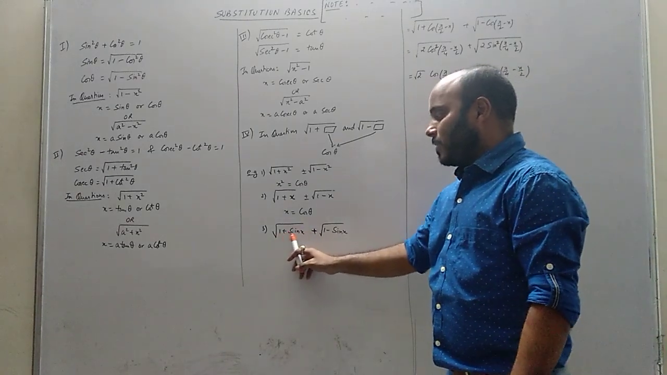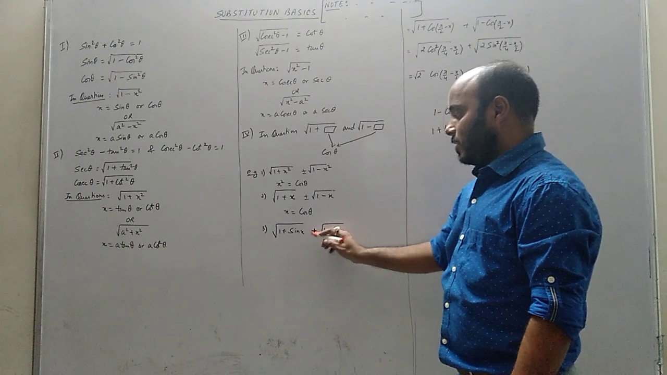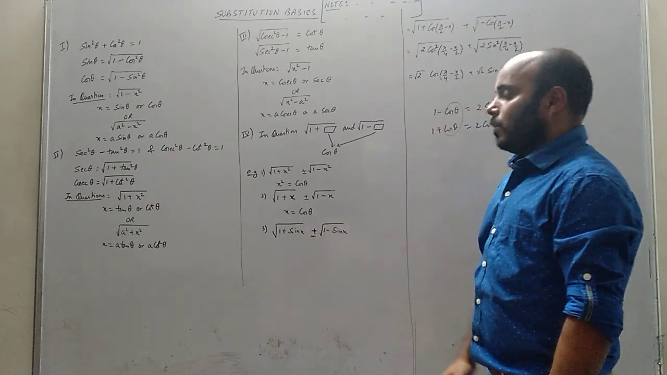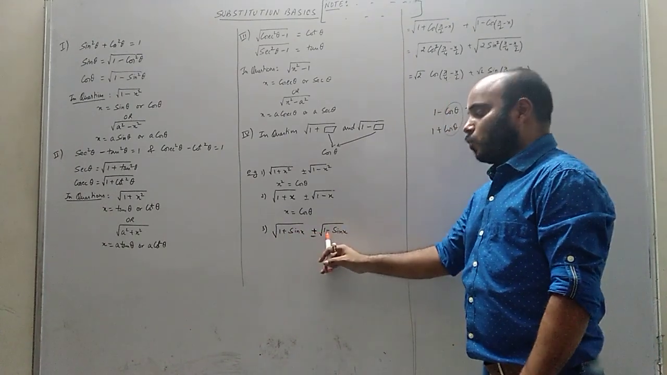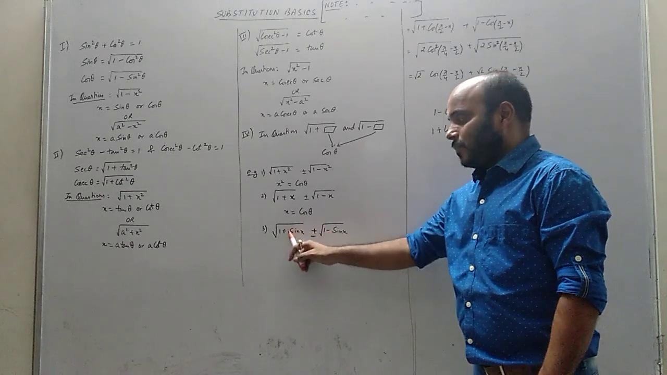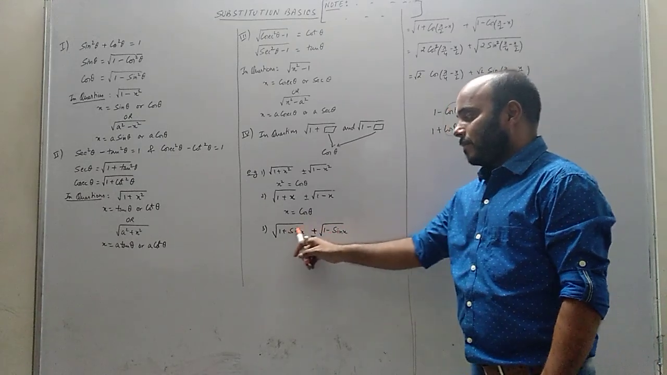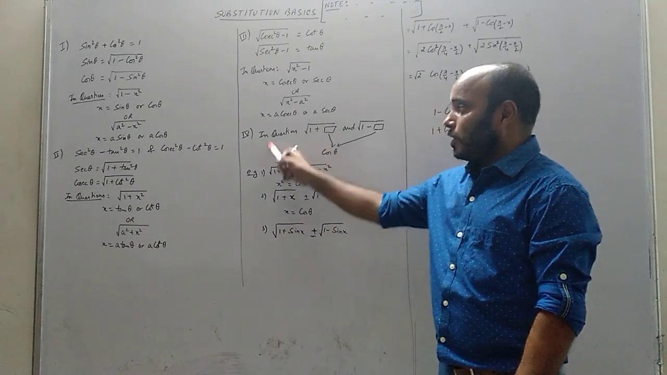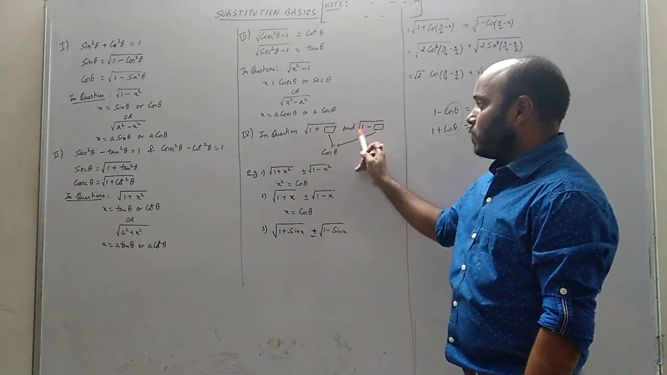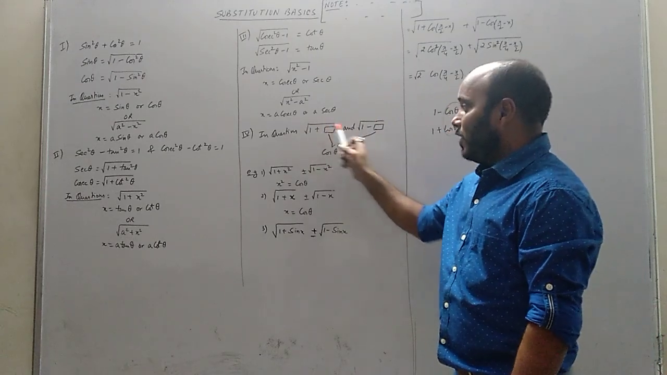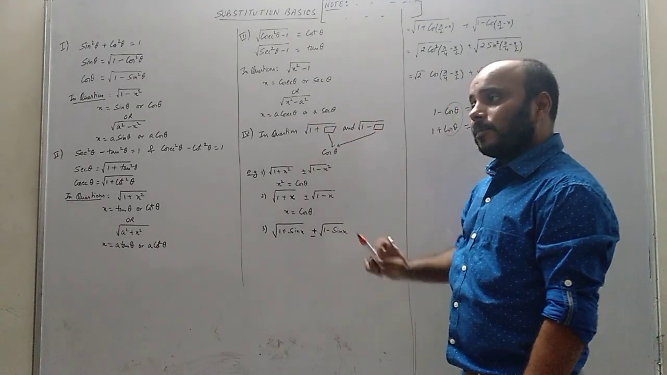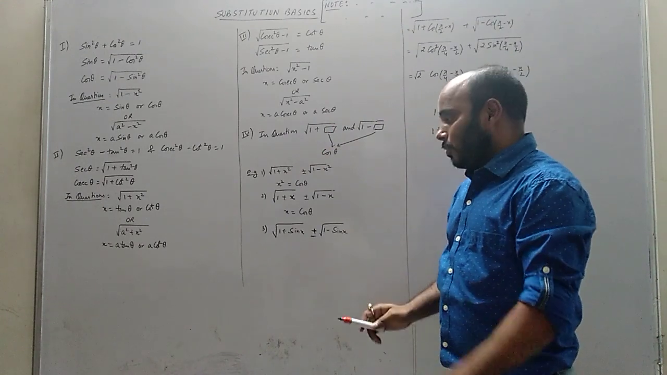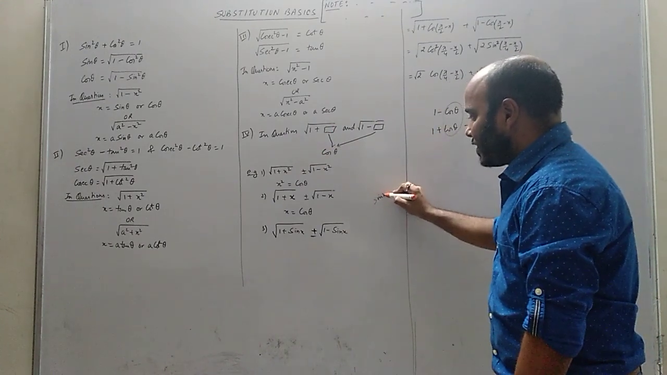Under root 1 plus sin x plus under root 1 minus sin x. It may be minus also. Now also we have 1 plus and 1 minus, but we don't have x. We have sin x, we have sin x. Okay, but we have 1 plus 1 minus together. So what did we study here? 1 plus 1 minus with a root. Whatever we have here, that should be cos theta. Okay, now you cannot substitute sin x equals cos theta.